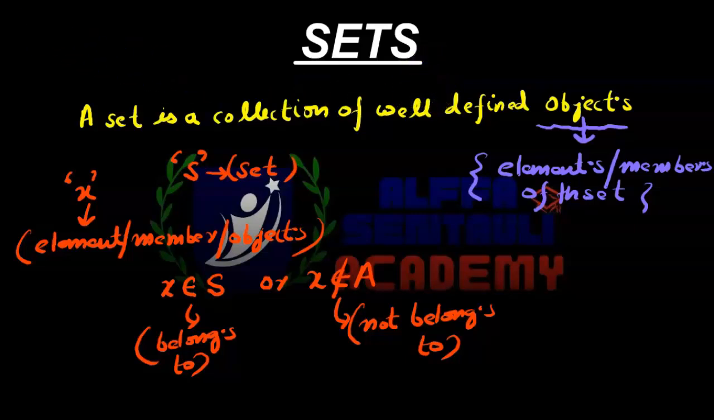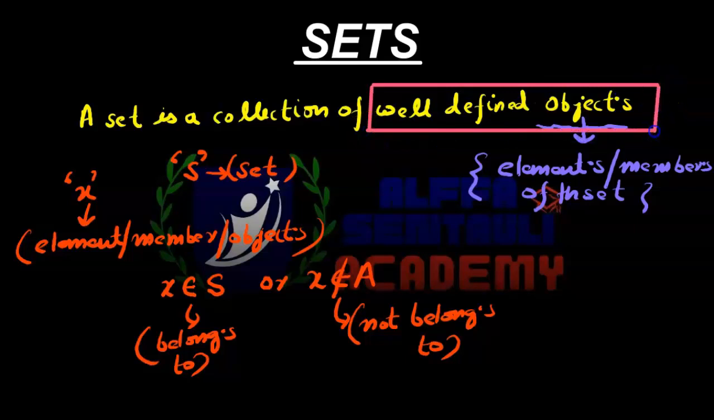What do we mean by a well-defined object? Let me keep it in brackets: definition of well-defined. This is important. Well-defined means whether x belongs to S or x does not belong to S. This is the definition of well-defined objects, whether it belongs to set S or does not belong to set S. This is the basic definition of sets.